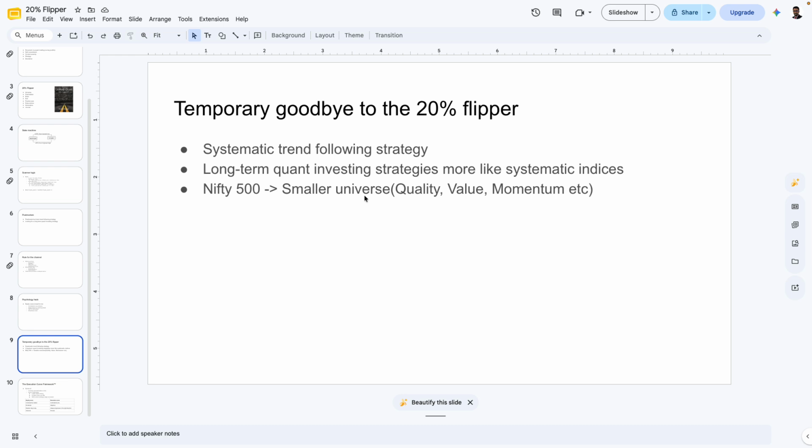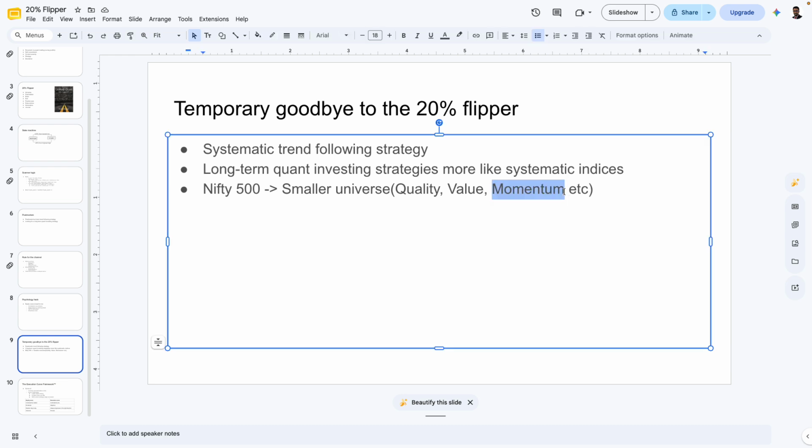And why I found this strategy is not fitting is, as I said, I'm looking for a smaller universe starting from Nifty 500, or a smaller group of stocks filtered with specific factors, and then of course there is trend as well after momentum. So I want to get down to this universe, and the 20% flipper is more like a positional momentum-based trend following strategy, but it's not limited to a smaller universe.